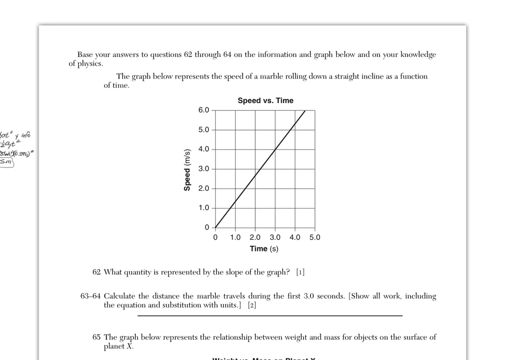So two more question sets. We have 62 through 64. We have a speed versus time graph. I know right off the bat that the slope equals acceleration, and that the area under the curve is displacement. All right, so he says, speed of a marble rolling down a straight incline is a function of time. Speed versus time for a marble. 62. What's represented by the slope? Well, we just said that. Slope is acceleration.